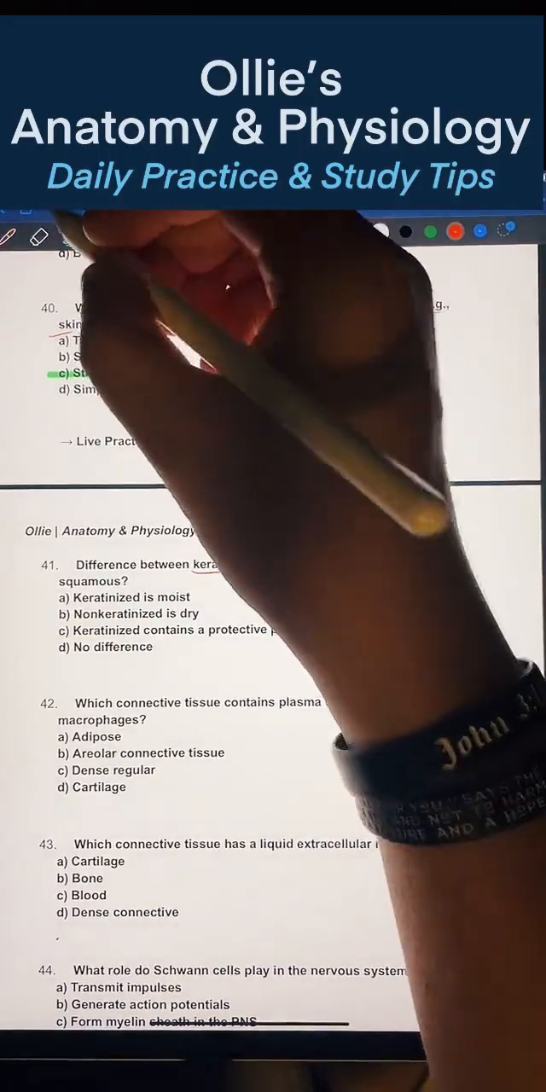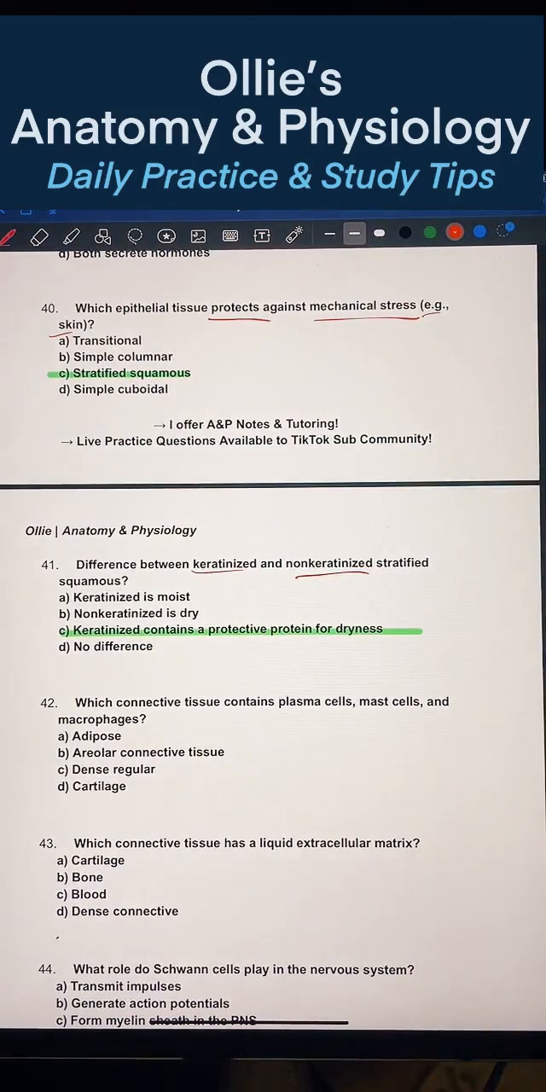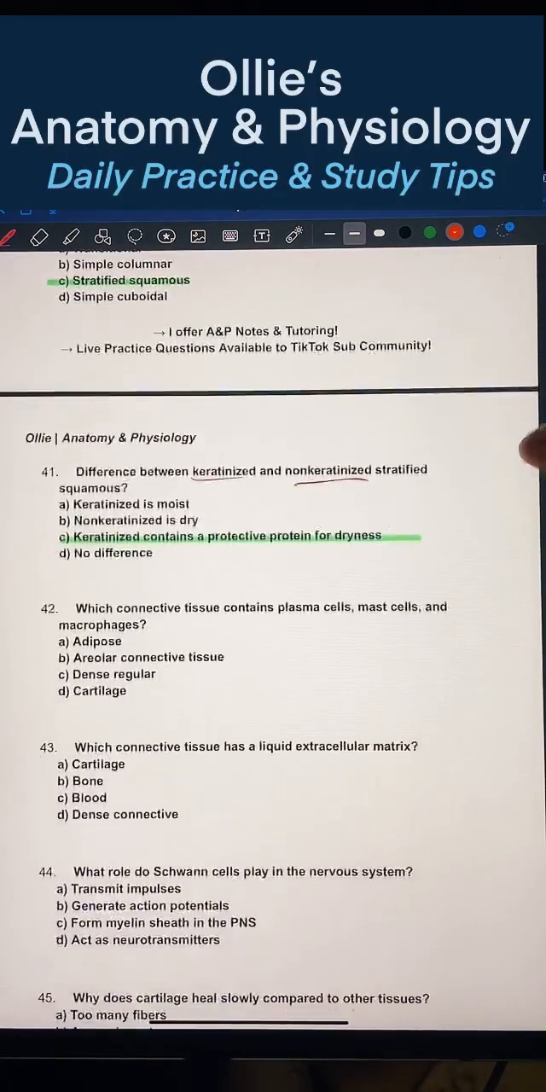The answer here is going to be C. Keratinized creates a protective protein for dryness, essentially. Keratin prevents water loss or prevents water from getting into your skin.